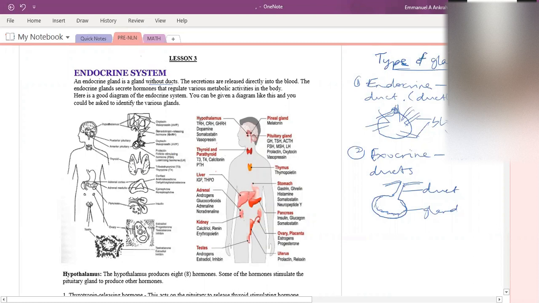So the first gland we want to talk about is the hypothalamus. All right. So that is somewhere here, the hypothalamus. And below that, you're going to have the pituitary gland, right? So on this diagram, the right diagram that's here. Okay. So what does the hypothalamus do?